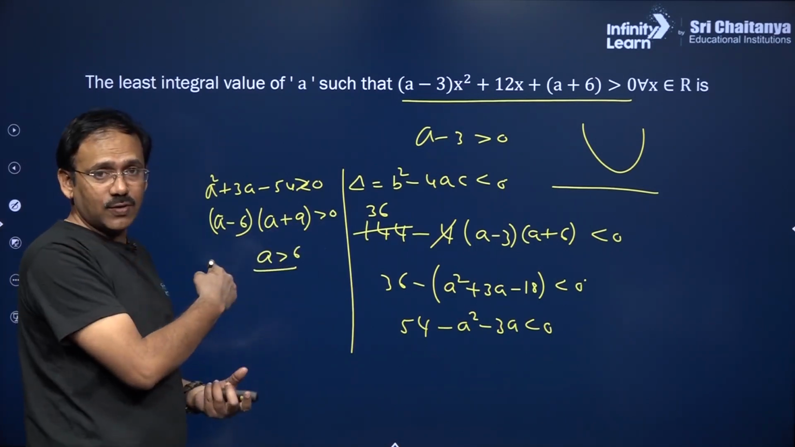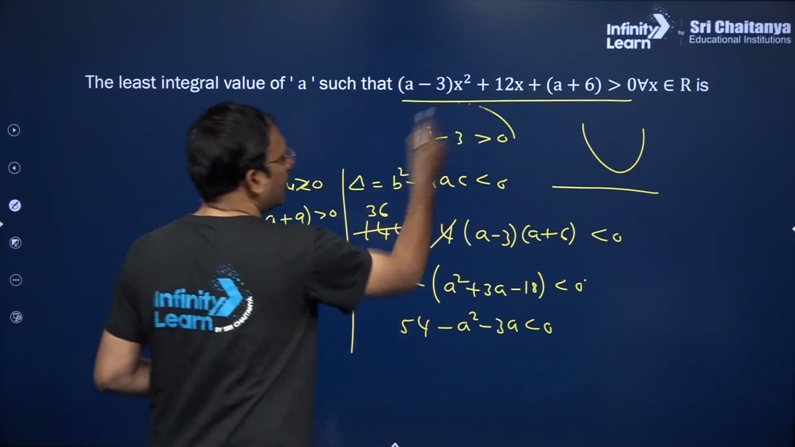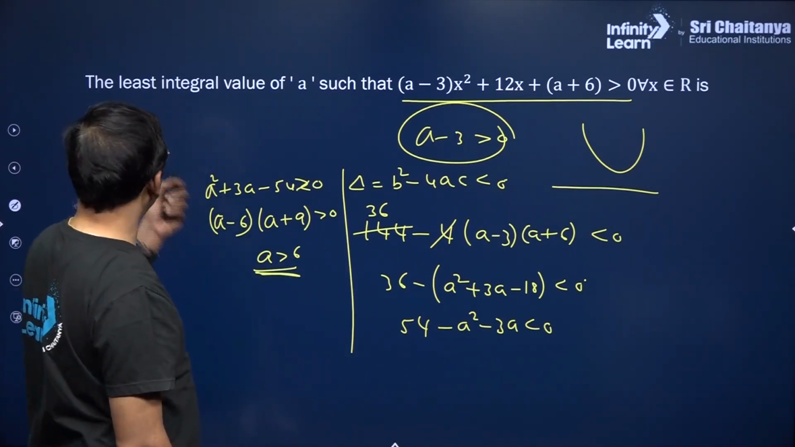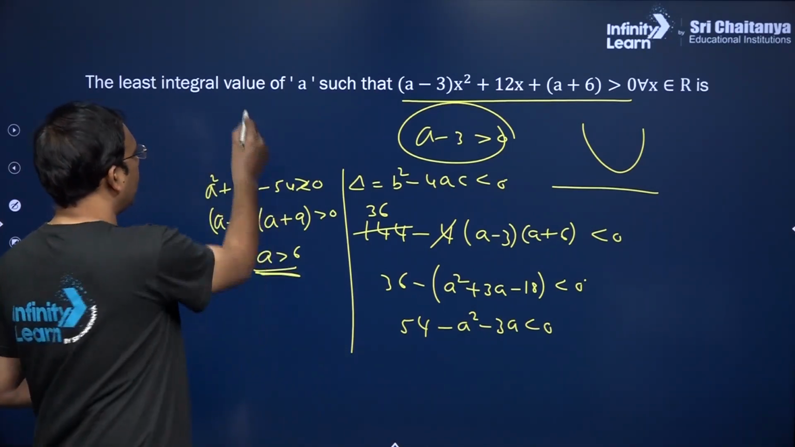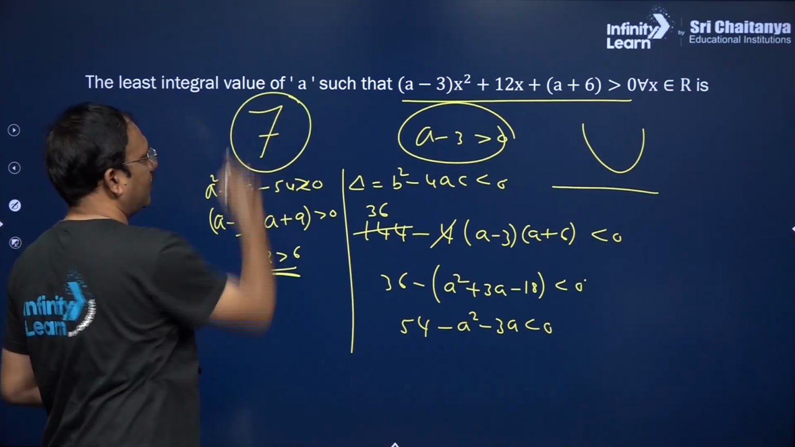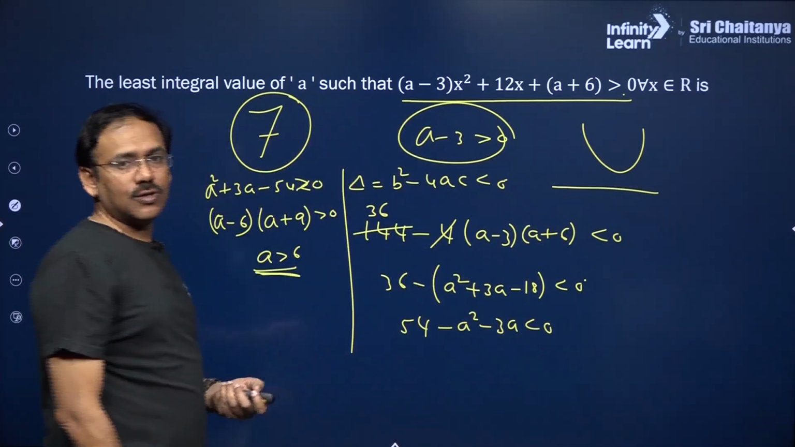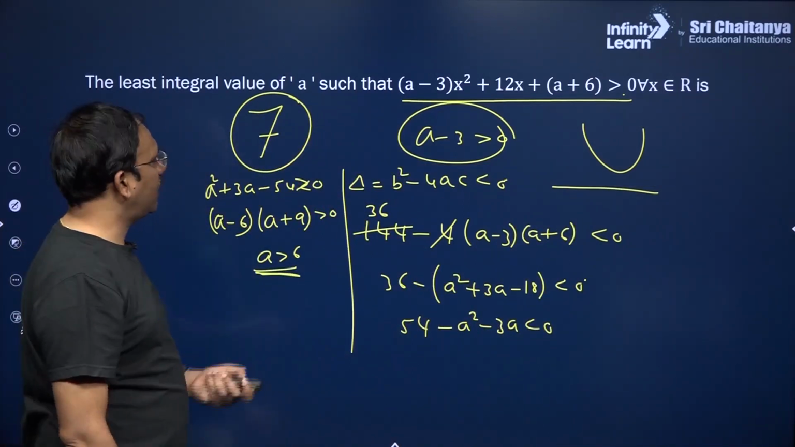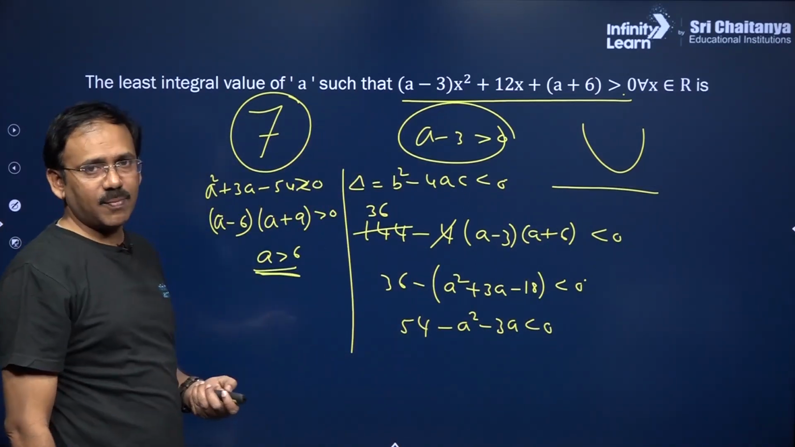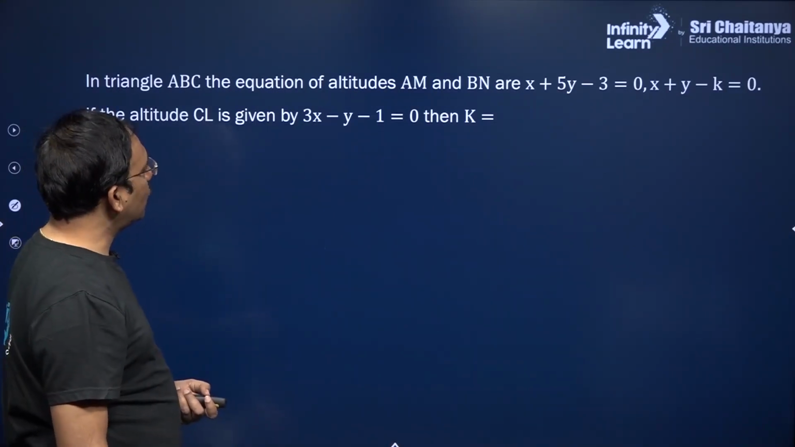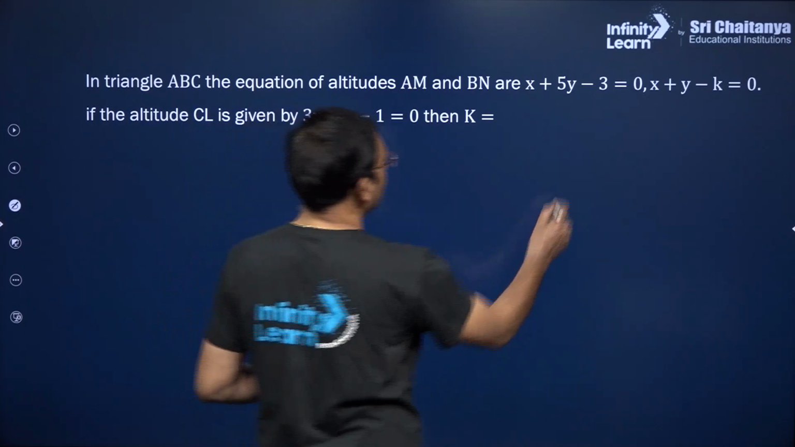So other case you are going to get negative, but I already got a greater than 3, so a must be greater than 6, my dear friends. The least integral value of a is going to be 7, my dear friends, because he said it is strictly greater than 0, so equal to 0 is not allowed, so a must be greater than 6, so 7 is the possibility.